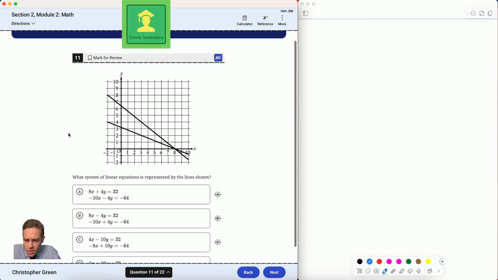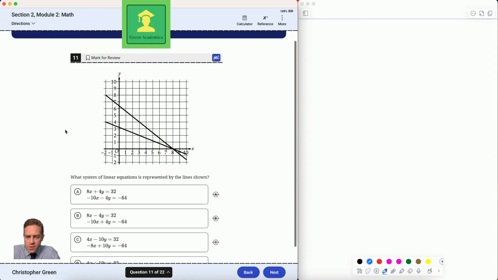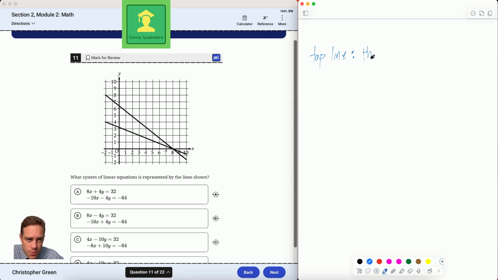Okay. What system of linear equations is represented by the lines shown? Well, they go through a couple of exact points. So both of the lines go through (8, 0). Now, the top line, I'm going to write this to be super clear. The top line goes through (3, 4) and (8, 0).